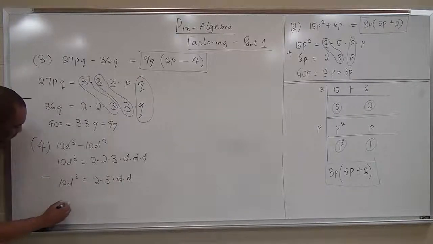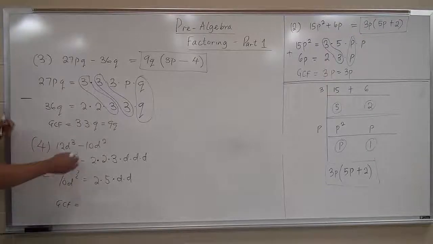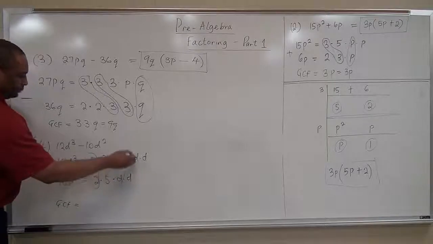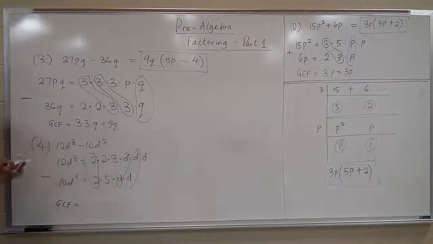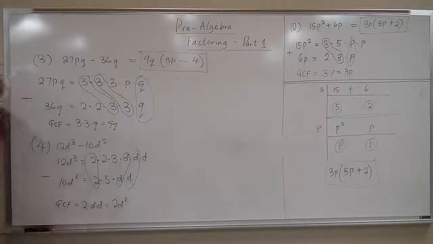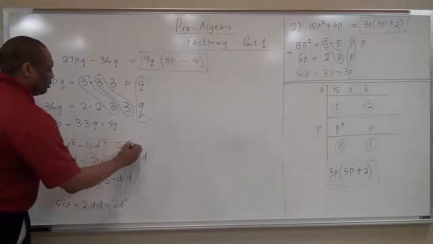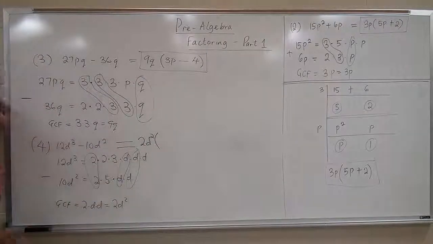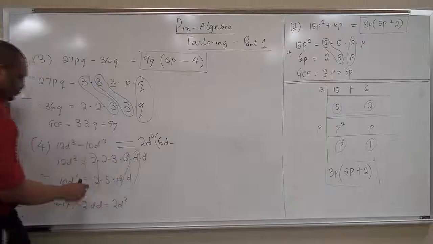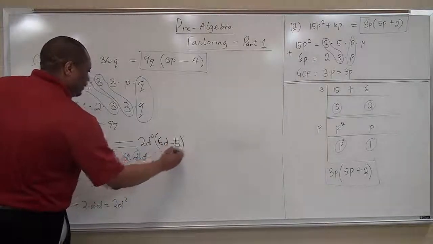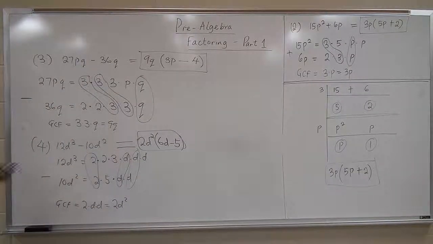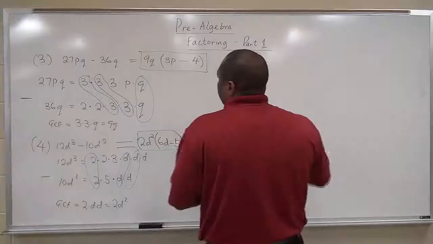So the GCF will be 2, pick it, d d, pick it. GCF will be 2 times d times d, which is 2d squared. So this will now give us equal to 2d squared, parentheses, 2 times 3, 6 times d, 6d, minus 5. 6d minus 5, and this becomes yours. That becomes yours. Okay? Question 5.